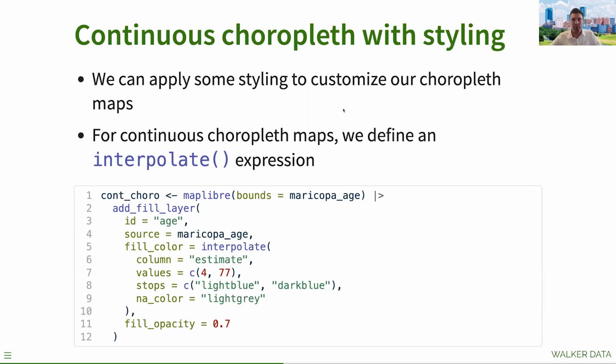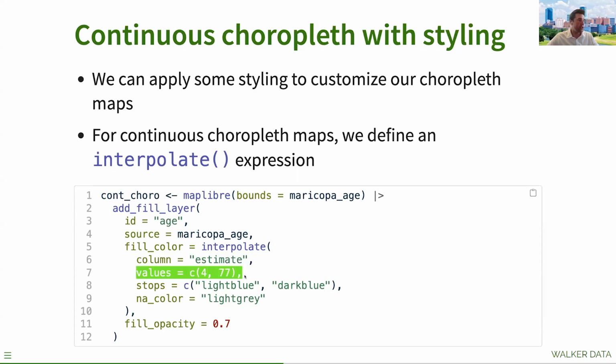So for a continuous choropleth map, where we basically map a continuous color palette to our statistical data, you'll use in these libraries an interpolate expression. What that does is interpolates between colors along a series of values. So the corresponding R function that I've written is called interpolate. And so in this case, I specify the ID in the source, and I set the fill color property to an interpolate expression where we're targeting values in the estimate column.